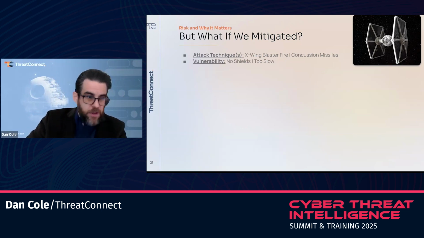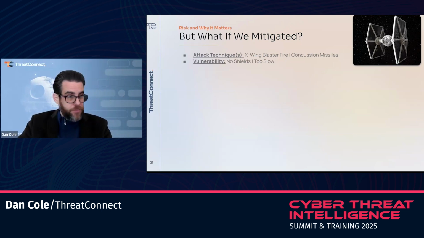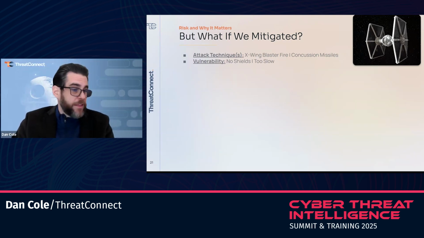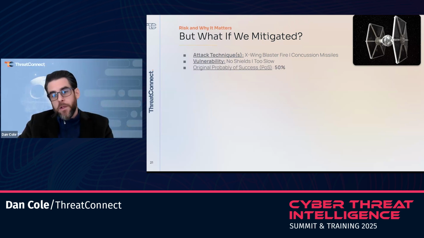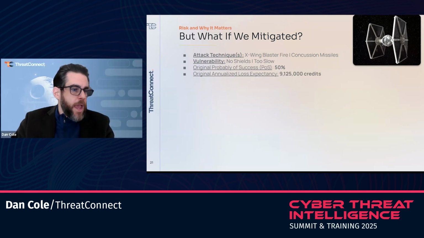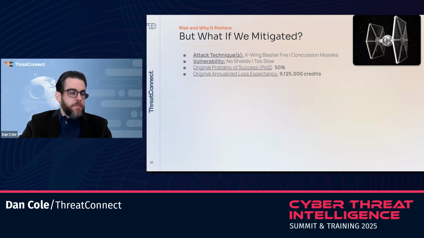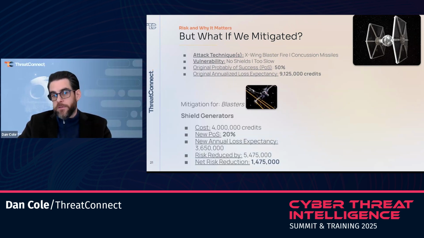So what are the vulnerabilities of the TIE fighter? Well, like we talked about before, they have no shields, and maybe they're too slow. Like they can't evade those missiles. So we talked about before that the probability of success of one of those things hitting the TIE fighter and blowing it up is 50%. And again, that costs a little over 9 million credits. So what are the mitigations we can put in place for these threats?